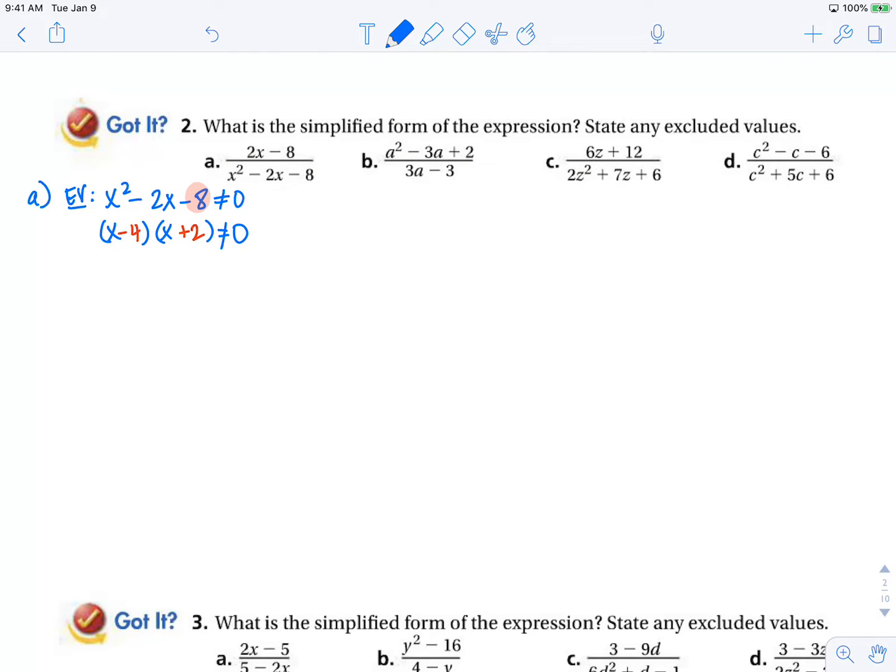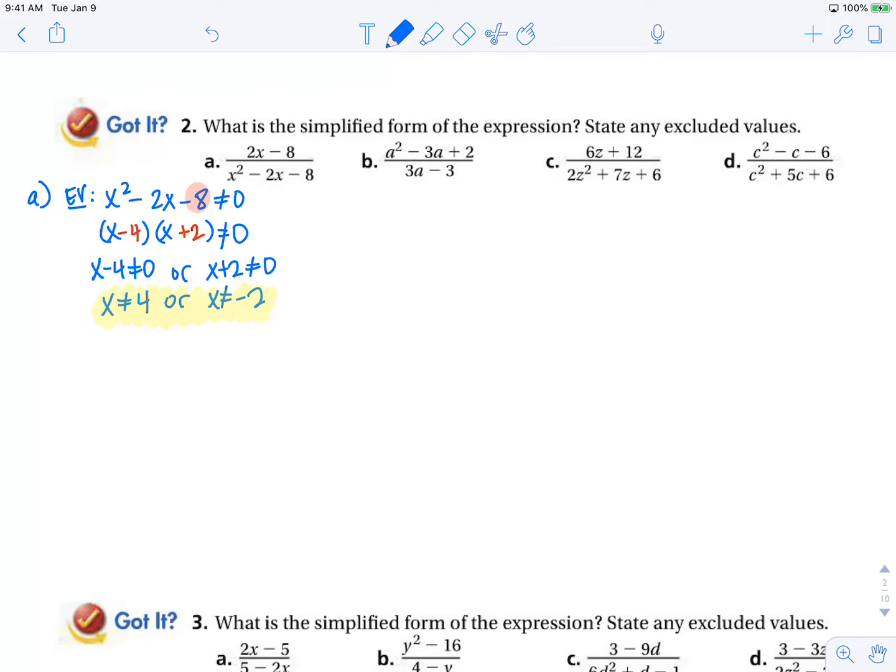So now remember, we set each factor cannot equal 0. x minus 4 cannot equal 0, or x plus 2 cannot equal 0. So x cannot equal 4, or x cannot equal -2. So there are two excluded values here with this quadratic denominator.